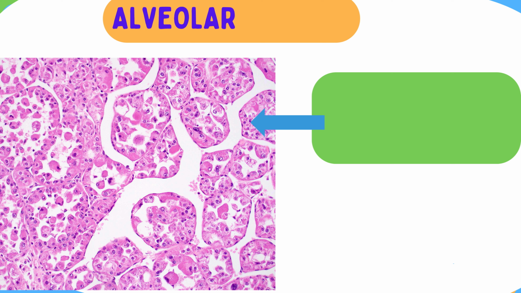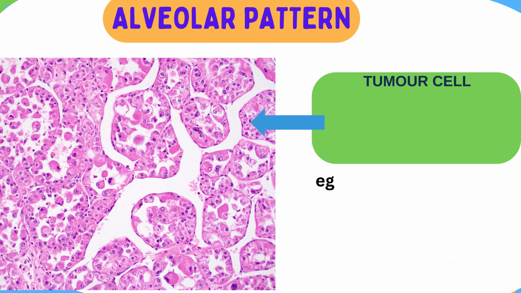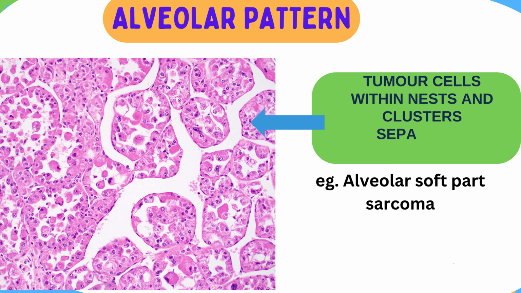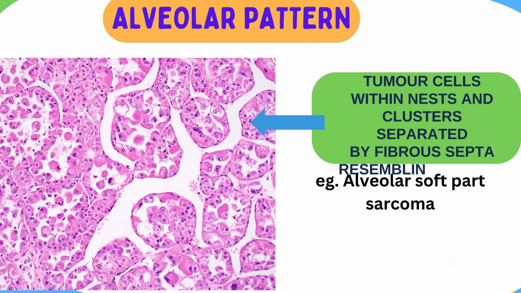Second one is the alveolar pattern. When the tumor cells in singles, nests or clusters are separated by fibrous septae leaving an empty space resembling alveoli of the lung, then it is called as alveolar pattern. Like tiny air pockets in a sponge, the alveolar pattern forms nests of tumor cells with delicate spaces in between. One such tumor with alveolar pattern of arrangement is alveolar soft part sarcoma.